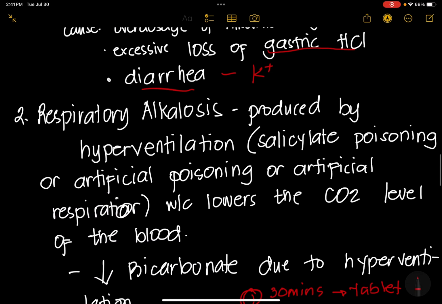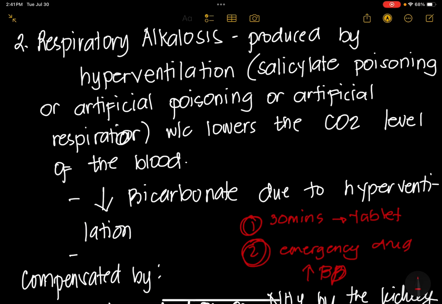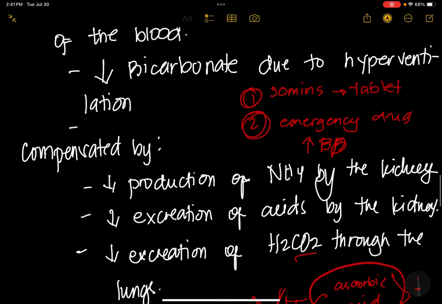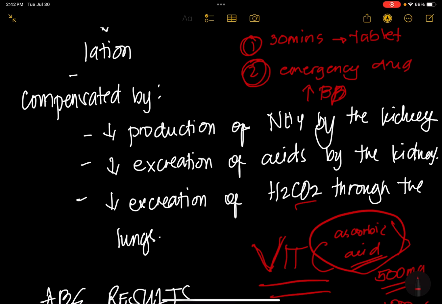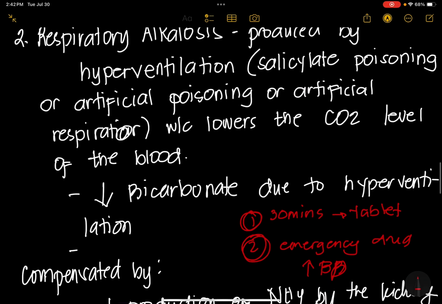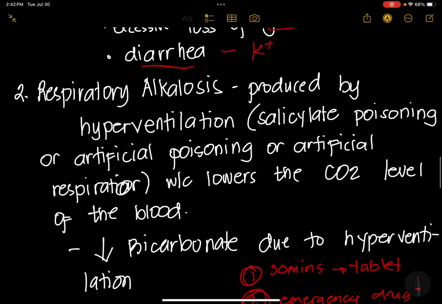So, we have respiratory alkalosis produced by hyperventilation, meaning dasig ang paginhawa, salicylate poisoning or artificial respirator, which lowers the carbon dioxide level of the blood. Decreased bicarbonate due to hyperventilation. So, compensated by decrease in production of NH4 by the kidney and decrease excretion. Wait lang ha. Respiratory alkalosis.